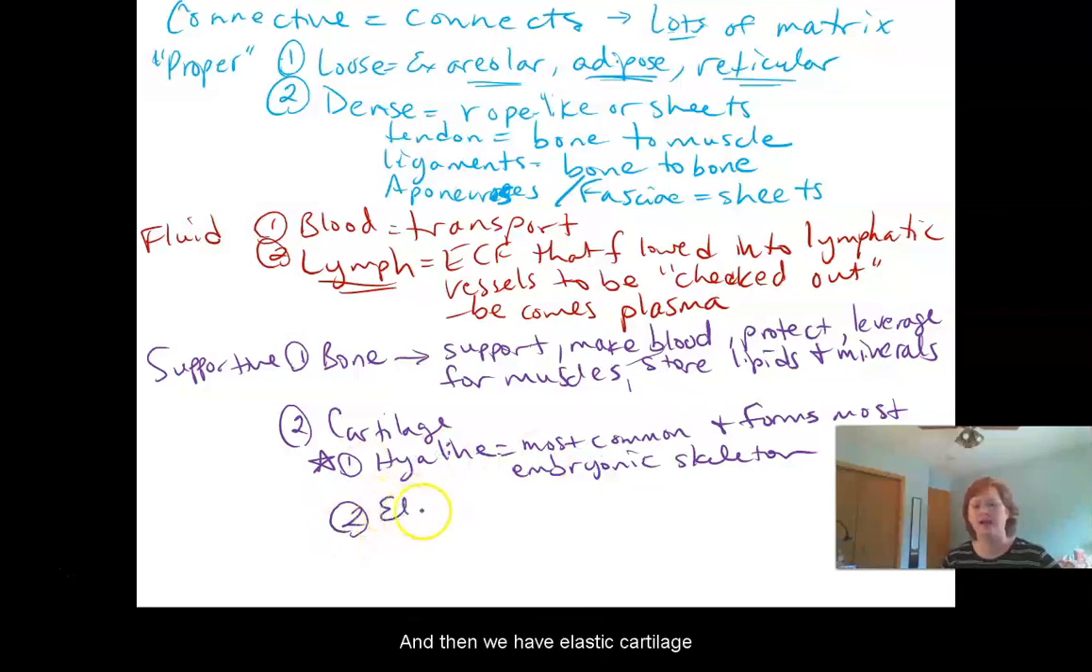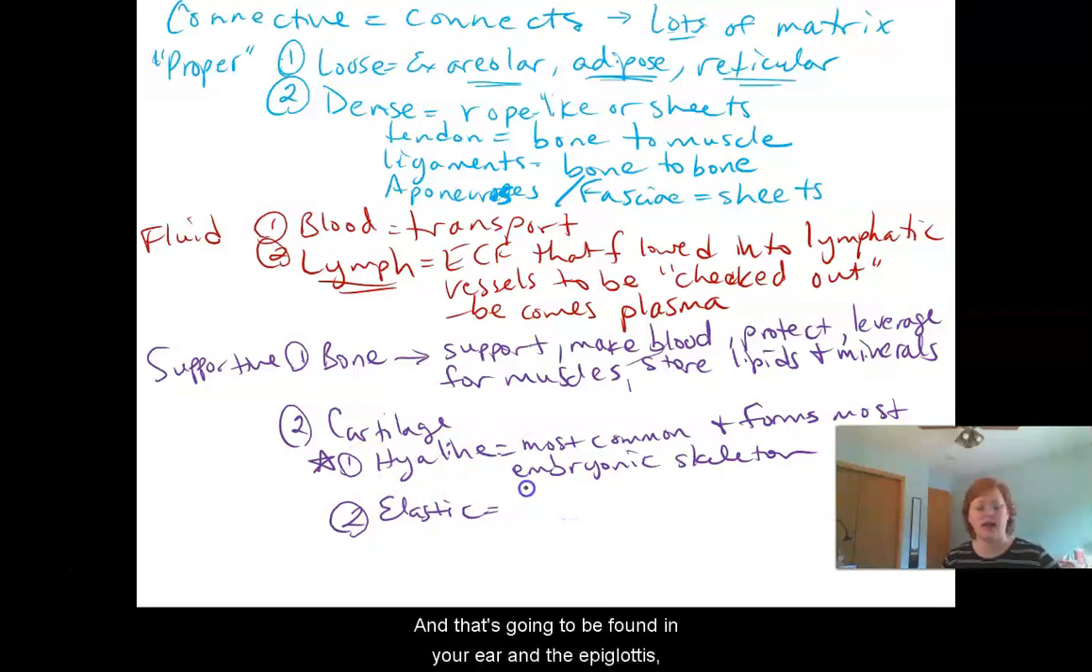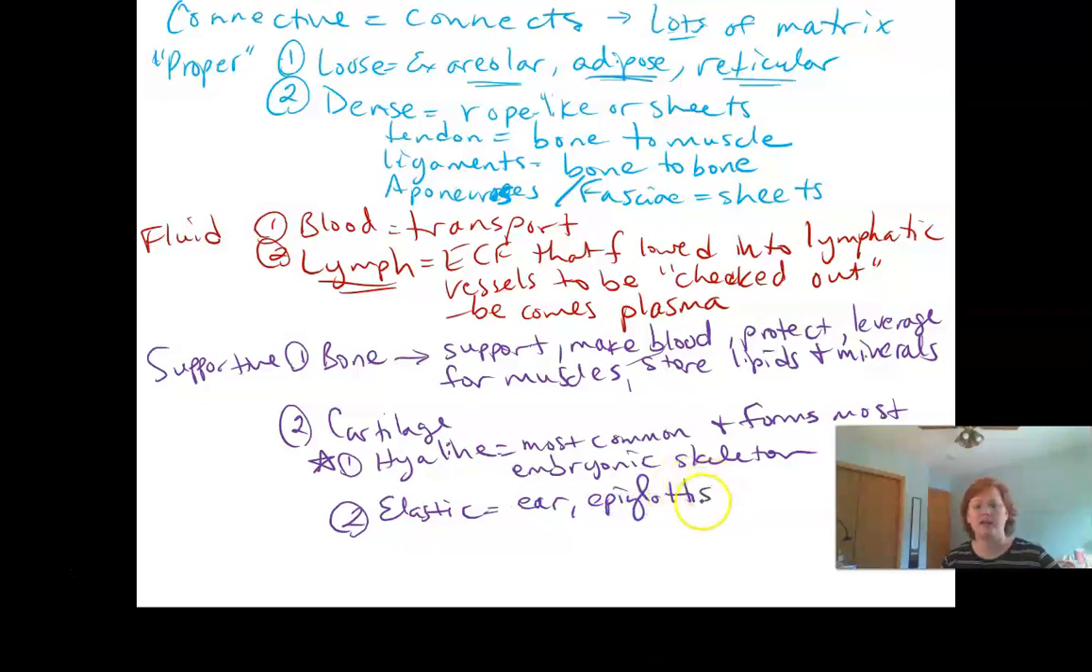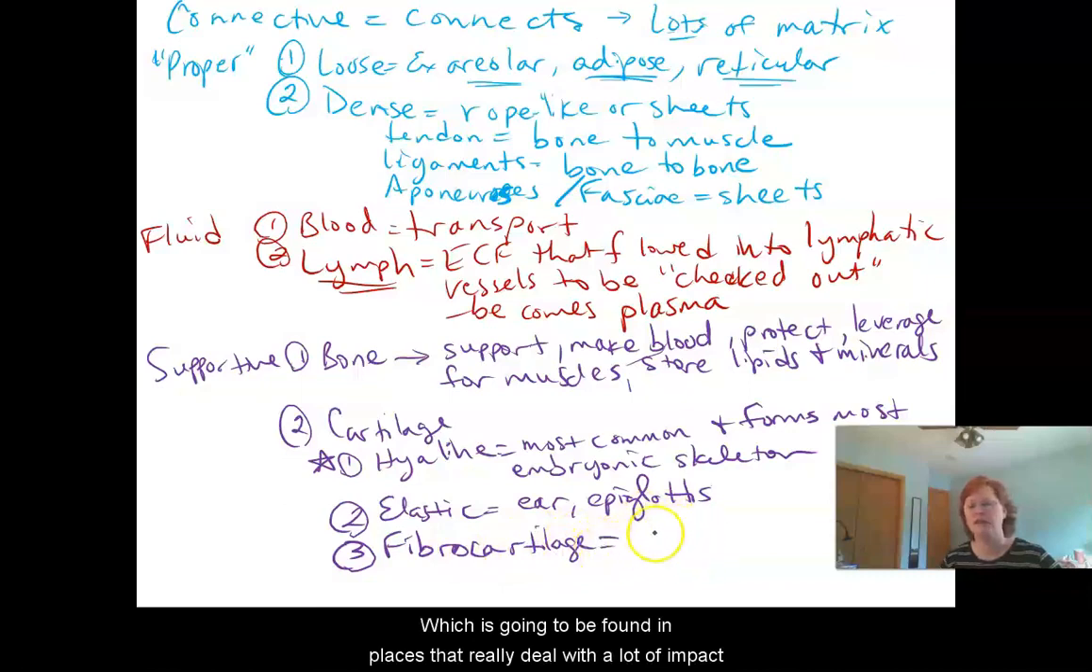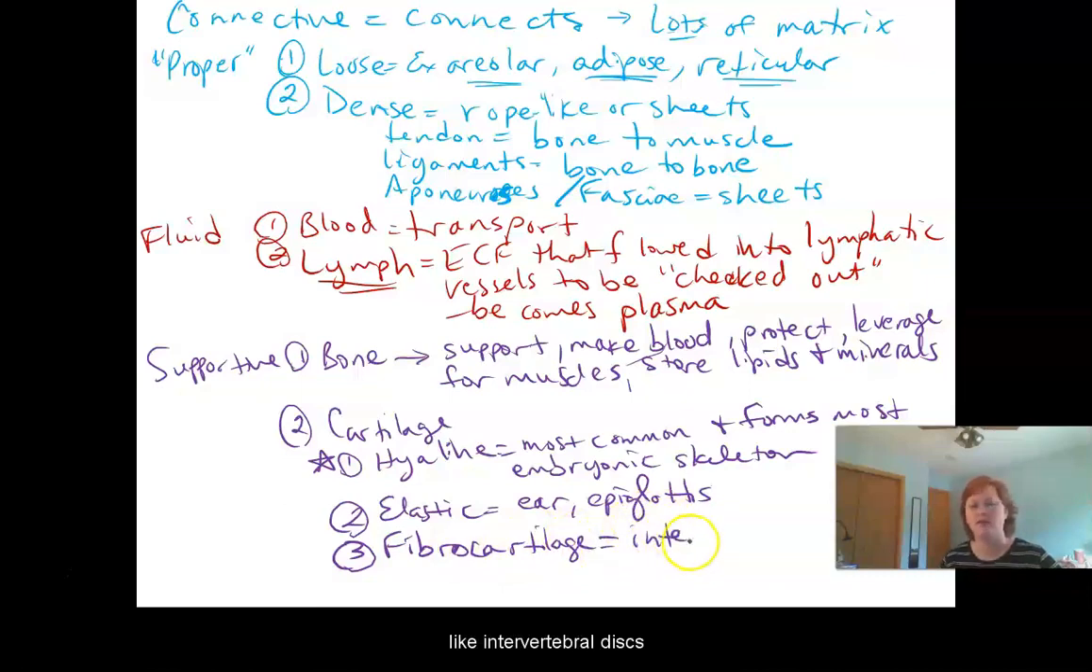And then we have elastic cartilage, which is very rubber bandy, which makes sense. That's going to be found in your ear and the epiglottis, which is that little flap that covers up your larynx so that you don't aspirate food or liquid. And the last type is fibrocartilage, which is going to be found in places that really deal with a lot of impact, like intervertebral discs and in your knees.